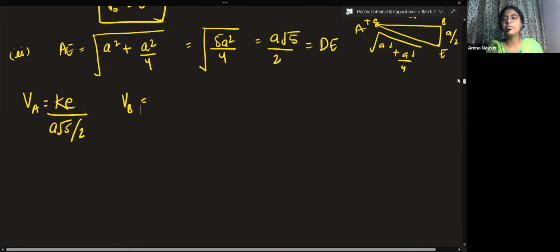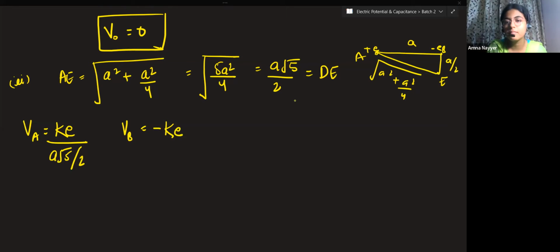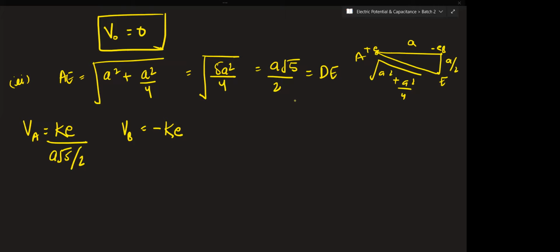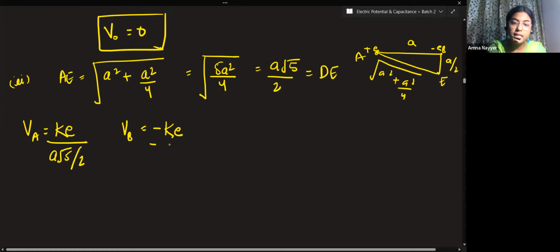Now VB. VB has this point. VB has minus E. So see, you have the constant K with you, KQ by R. Q, what is the charge at B? Minus E. So we have to consider the minus E sign. Why are we considering this minus sign? Because potential is a scalar. Correct. Because potential is a scalar quantity, that's why we are considering this minus sign. Divided by.